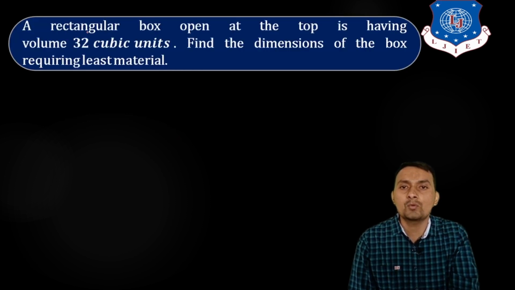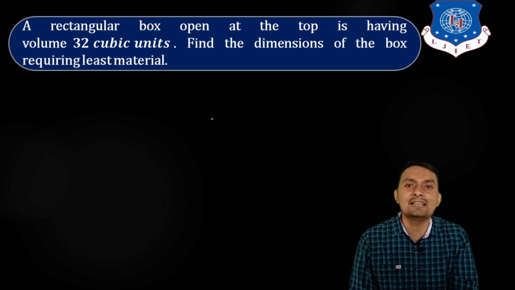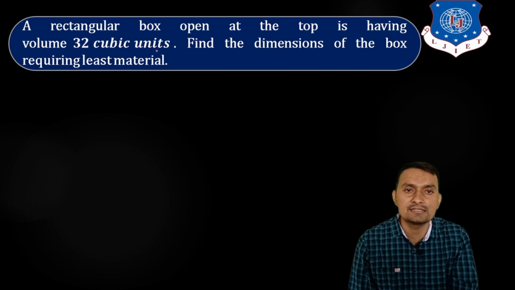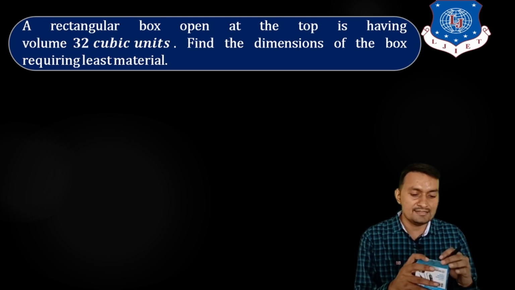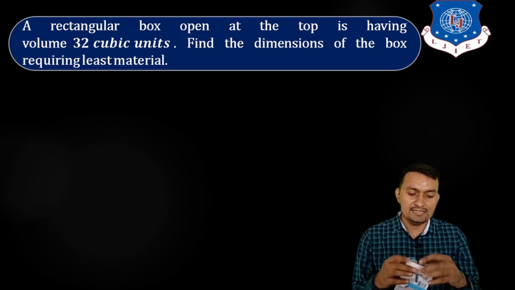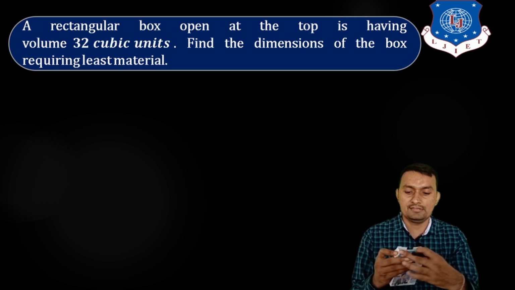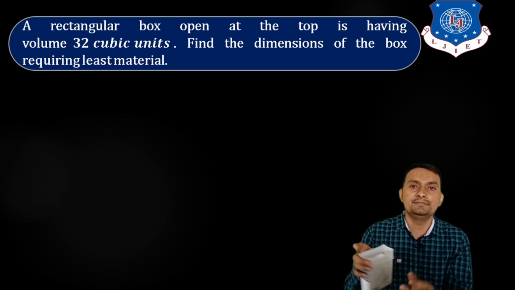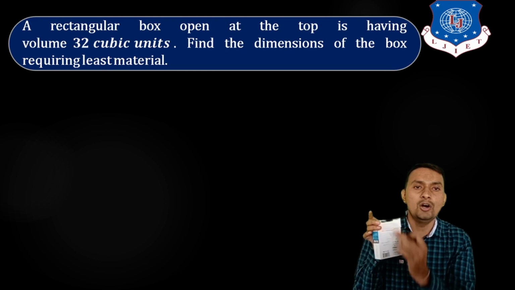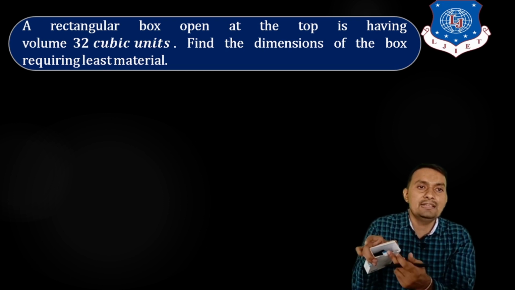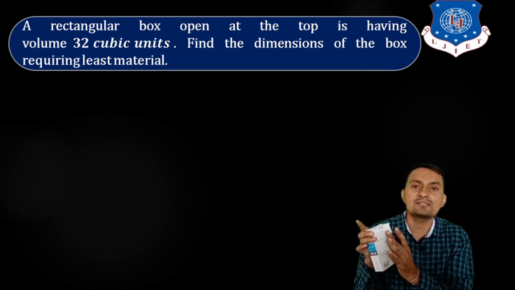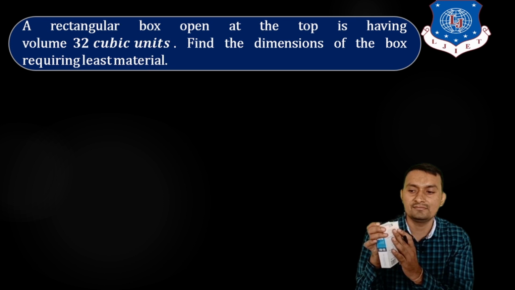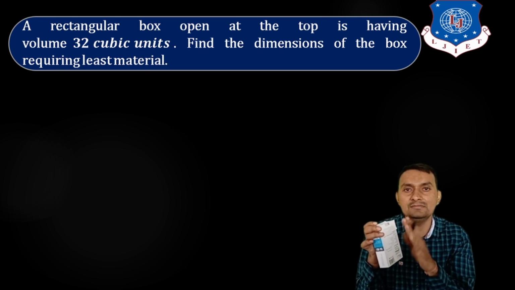Let us understand one more question. We need to consider a rectangular box, open at the top, having a volume of 32 cubic units. Find the dimensions of the box requiring the least material. This is our open box. The top is open, this is the rectangular box, open at the top, and these sides are closed. But this box contains 32 cubic units. That is the volume we need.